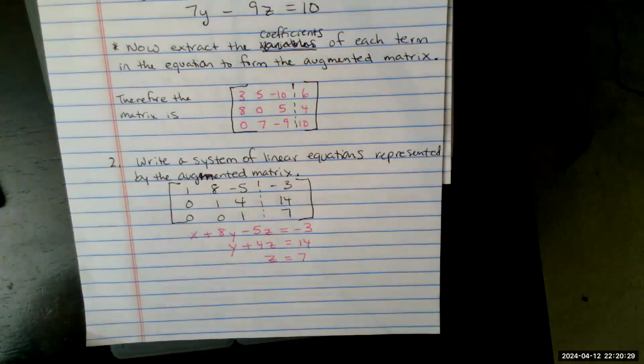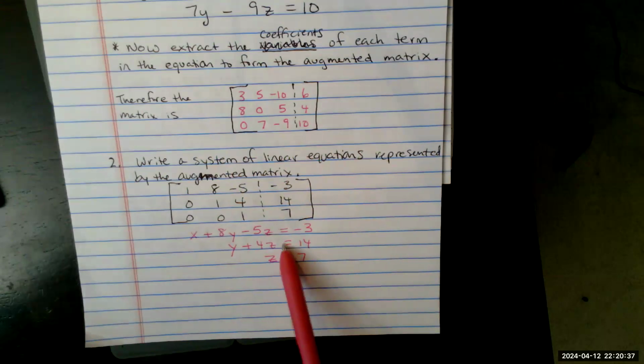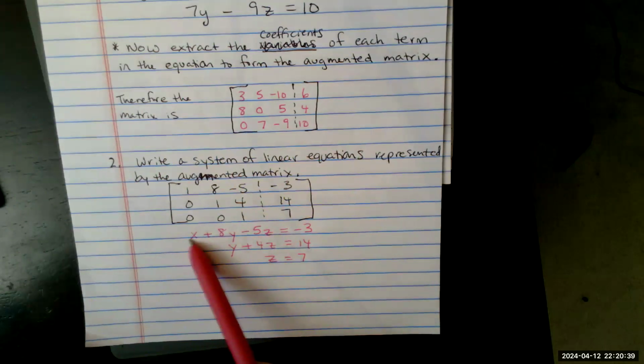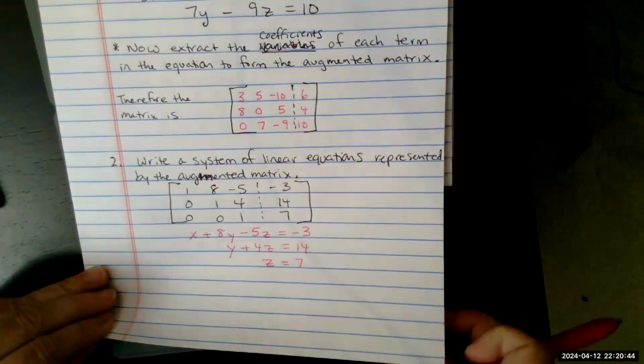And so in this case, you could see how you could solve this. Because if we now know z, we could plug that in here and we could figure out y. Once we know z and y, we can plug both of those in here and find the x. But right now, they just wanted us to write the equations.